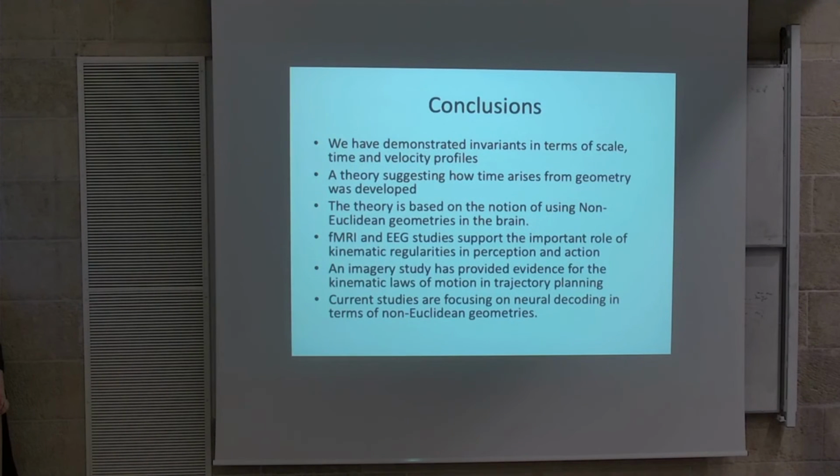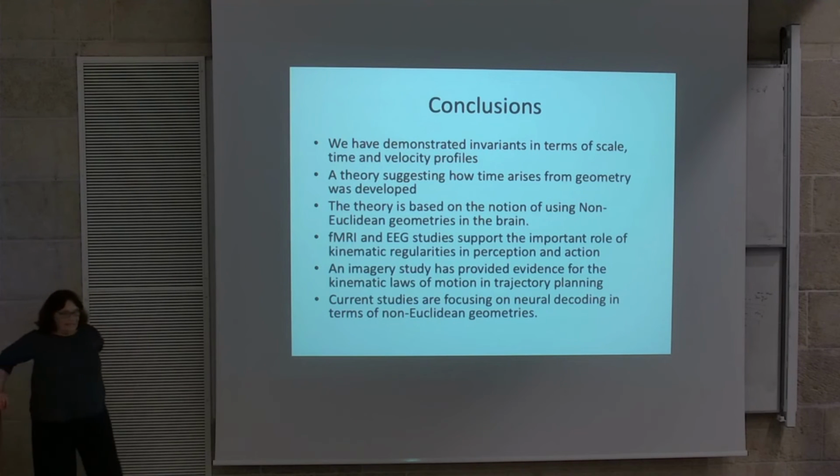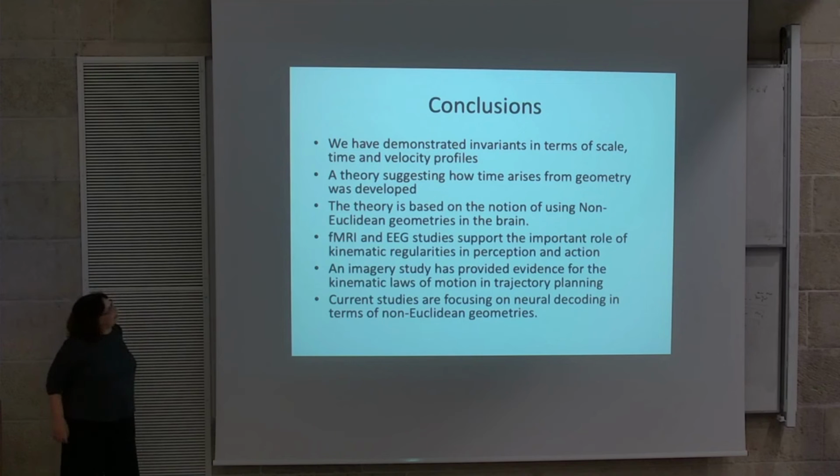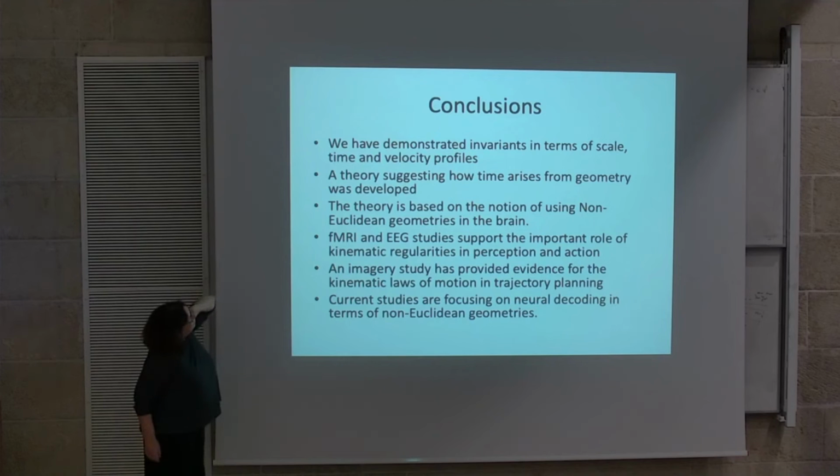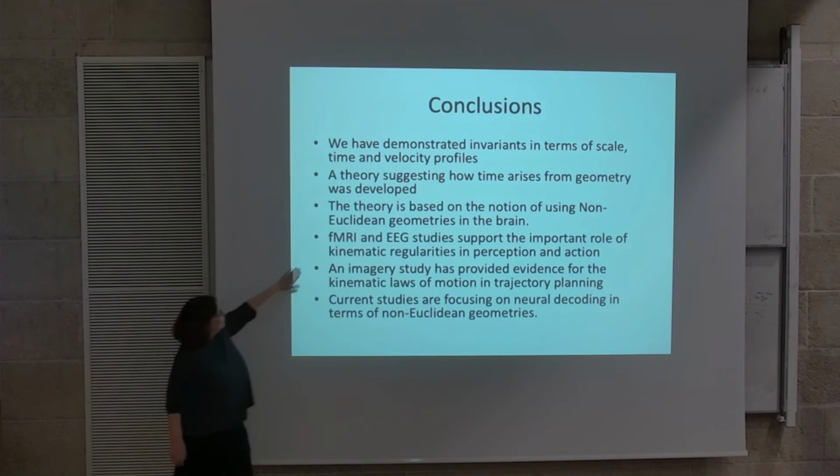Okay, so finally, I talked about a lot of topics, maybe too many. This is just a summary of what I've said, that you have invariance in terms of scale, time, and velocity. And the question that I'm now tackling is whether you have scale invariance also for space and time. We have all these fMRI and EEG studies that support some of the stories about kinematic regularities. We also did some imagery studies.